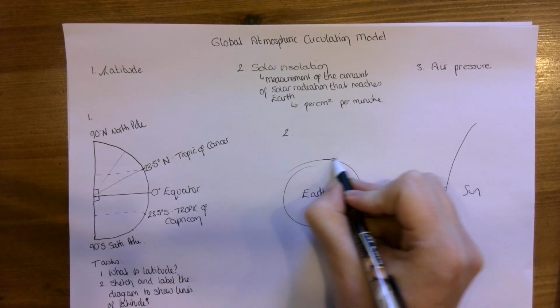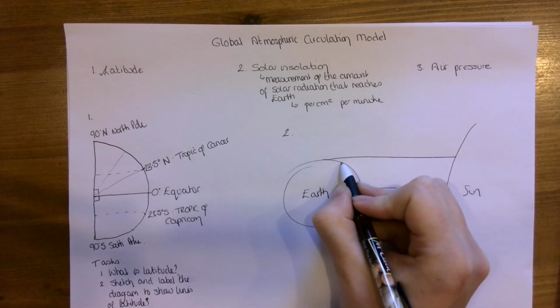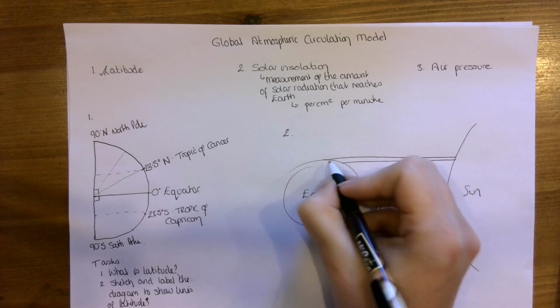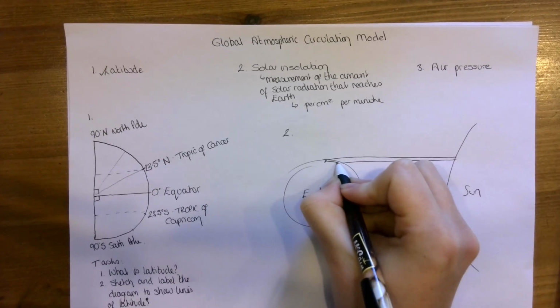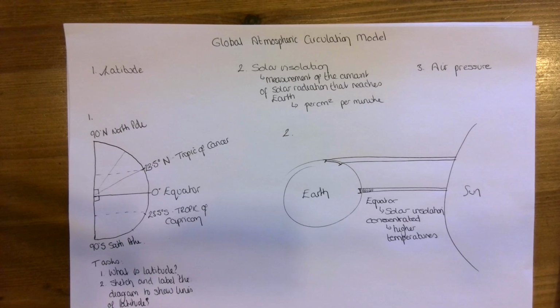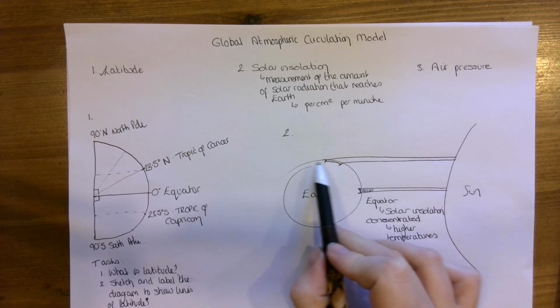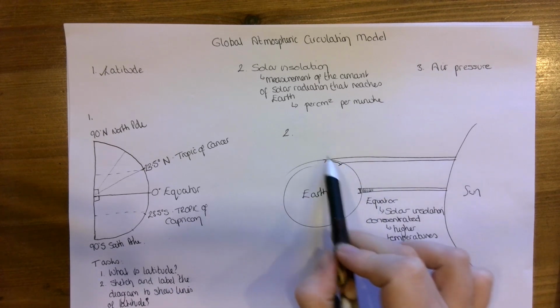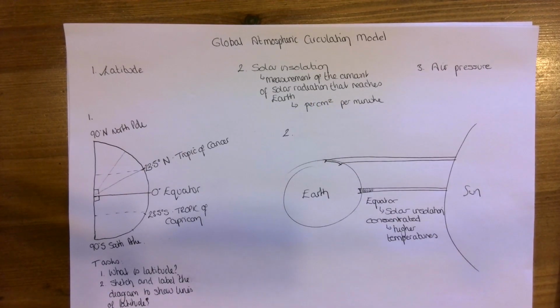Let's have a think about the poles then. So let's do the same. There we go. Same amount of sun hitting the poles. And what you'll notice straight away is that area between the sun's insolation is much larger. And that's simply due to the curve of the Earth, curvature of the Earth. And because it is larger, so the area per centimetre is much larger, that means that the sun is less concentrated. It's spread out over a larger surface area, which means that temperatures are cooler.